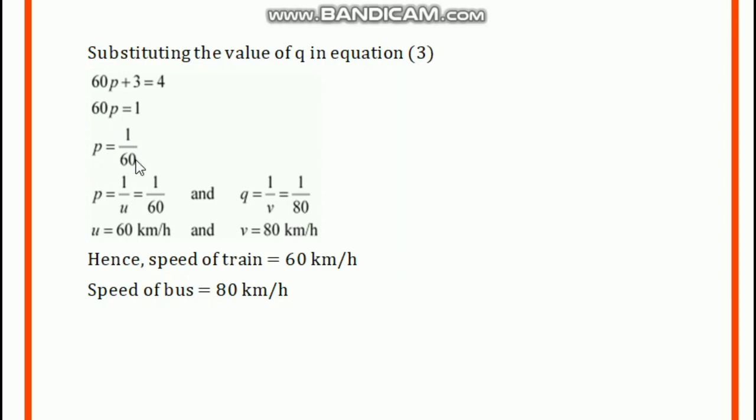What is the value of p? 1 by 60. p we already took as 1 by u. 1 by u equal to 1 by 60. Then take the reciprocal or do cross multiplication. So the value of u equal to 60 kilometers per hour. Next, v is equal to 80 kilometers per hour, just take the reciprocal. So we know that the speed of the train is 60 kilometers per hour, since we took u as the speed of the train, and the speed of the bus is 80 kilometers per hour. I hope you all understood this.